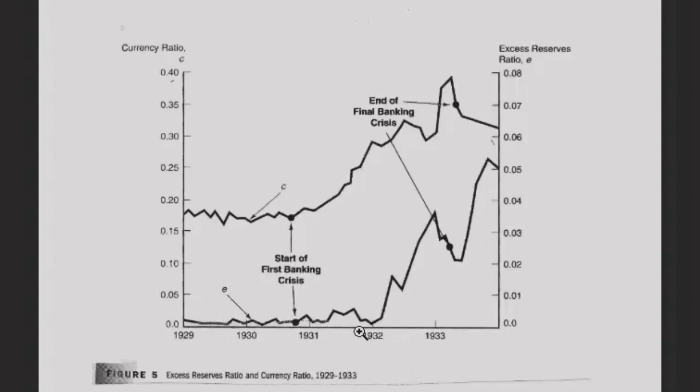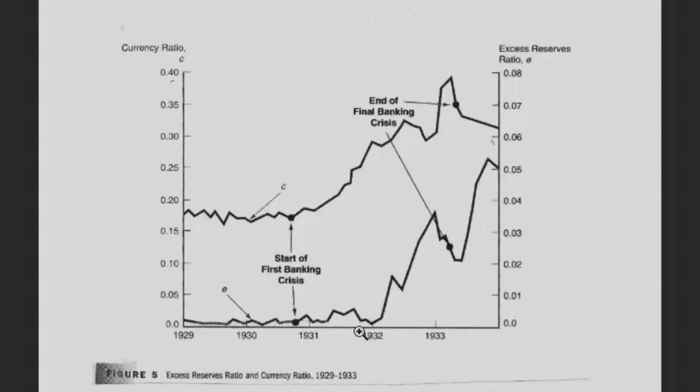E is the excess reserves ratio. So you can see that at the beginning, 1929, 1930, it's close to zero. And this is the way it used to be until around 2008. Excess reserves are reserves that you hold beyond what's required. And it used to be the case that, in general, banks didn't hold excess reserves. They would hold what was required and as little extra as possible, because they'd rather lend it or use it to buy securities.